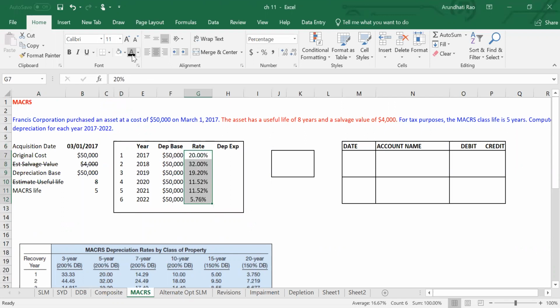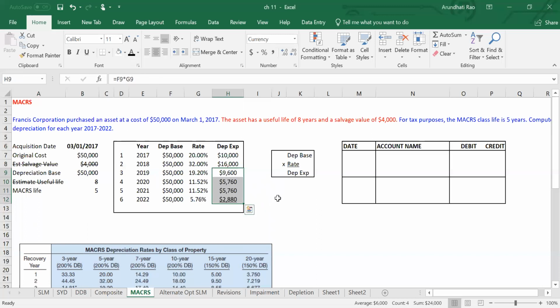The only thing you need to do is look at this table and pull out the relevant information, that is the rates over here. At this point, the last step is extremely easy, calculating depreciation expense. Depreciation expense is calculated as the depreciation base, in this case $50,000, multiplied by the rate of depreciation for each of the years, respectively. That'll give me my depreciation expense. So $50,000 times 20% will give me $10,000. $50,000 times 32% will give me $16,000. I do the same for the remaining 4 years.